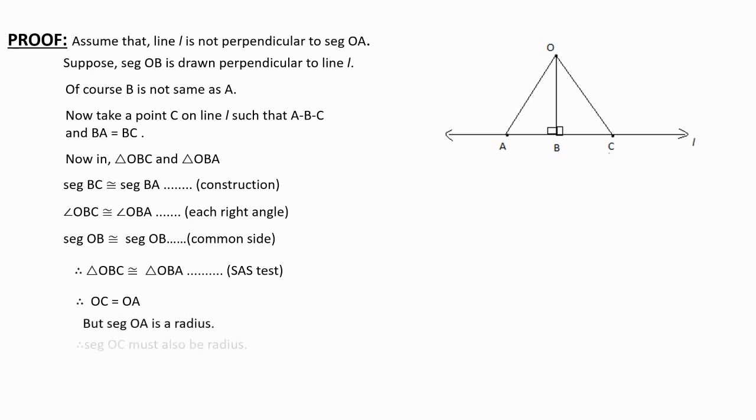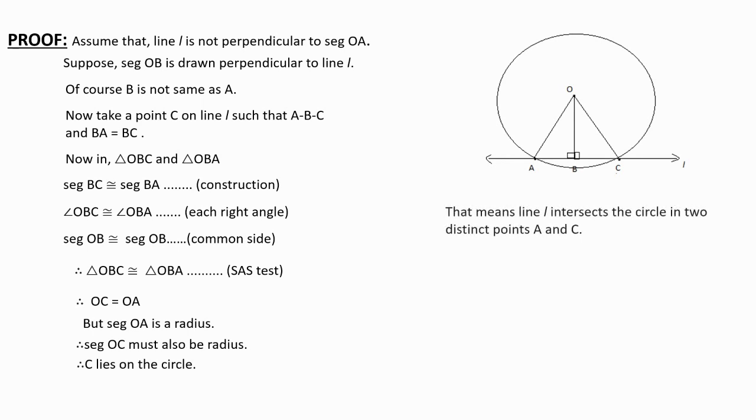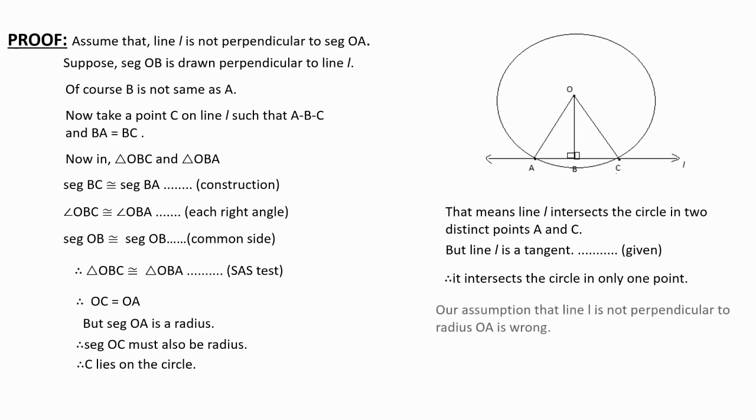But OA is a radius. Therefore, segment OC must also be a radius. Therefore, point C will lie on the circle. That means line L intersects the circle in two distinct points A and C. But line L is a tangent, as given in the statement. Therefore, it intersects the circle in only one point. Our assumption that line L is not perpendicular to radius OA is wrong. Therefore, line L is perpendicular to radius OA.